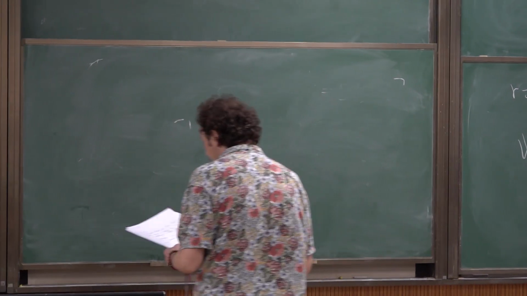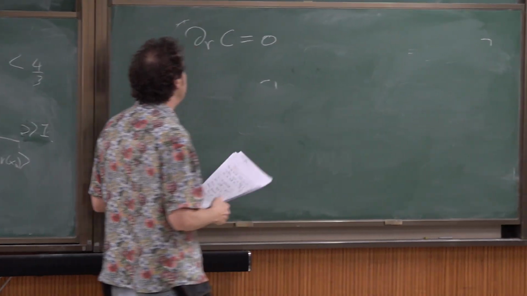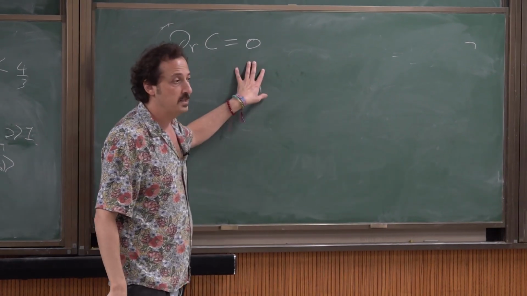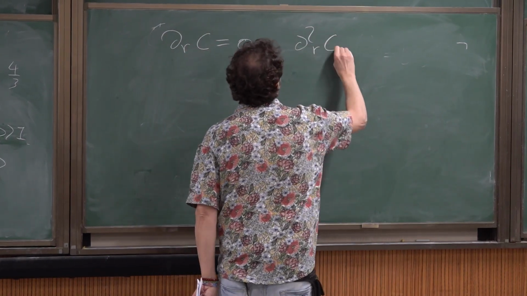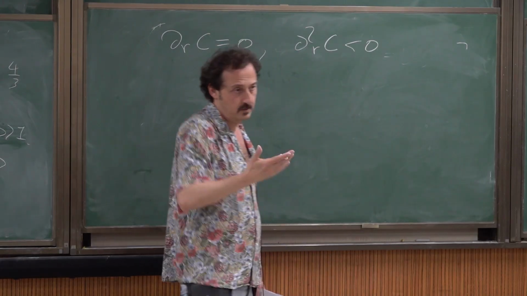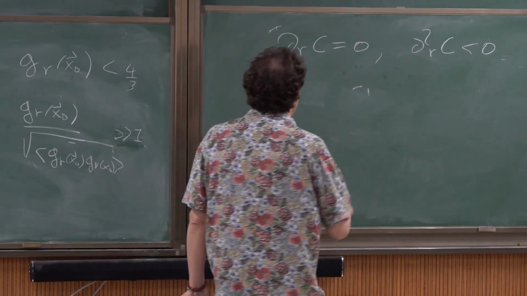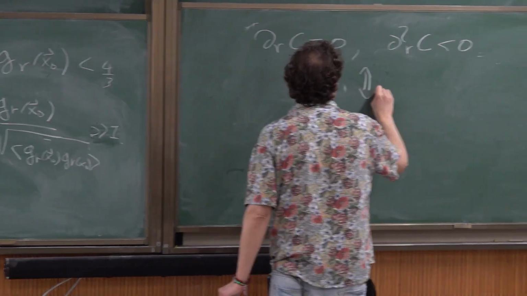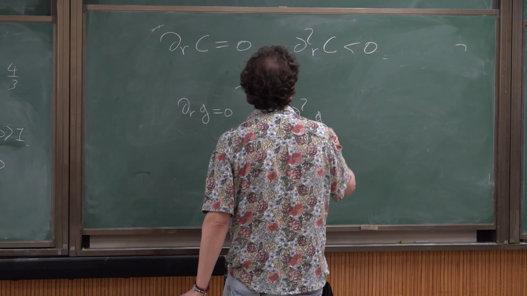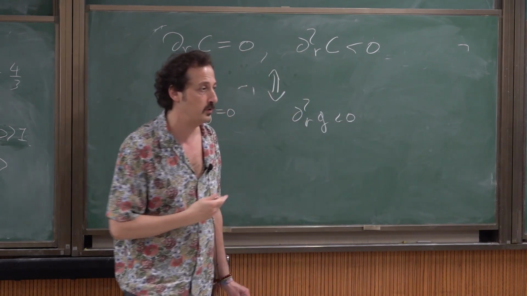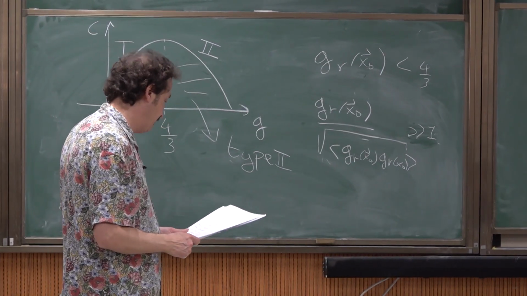Because what I want to know, first of all, is the condition for which the compaction function has a maximum, which is the first derivative equal to 0 and the second derivative less than 0 at that point, right? So that's the definition of a maximum. But this is, if and only if, for type 1, the Rg is equal to 0 and the second Rg is less than 0. So I can work directly with G. That's a simplification.